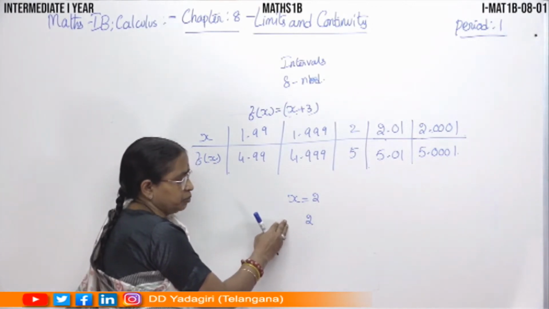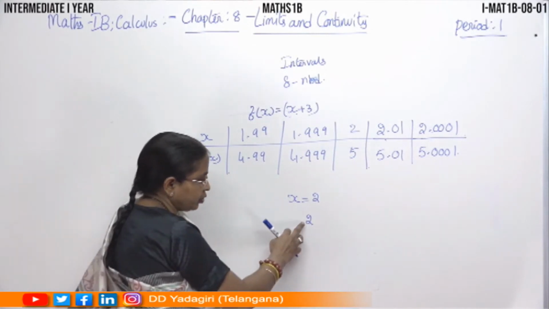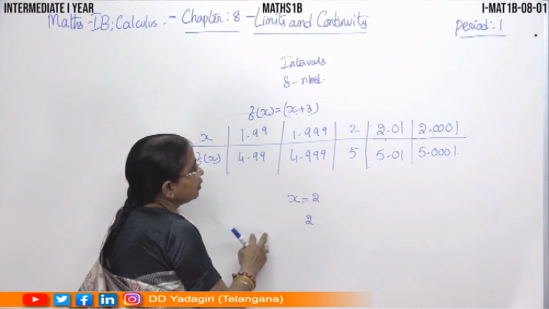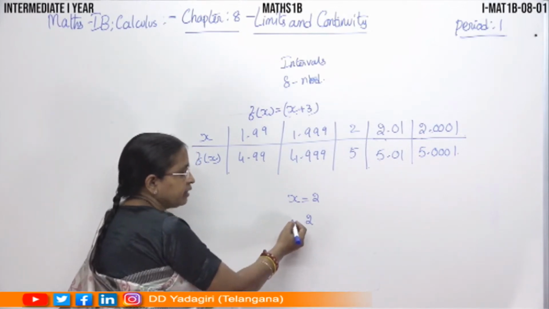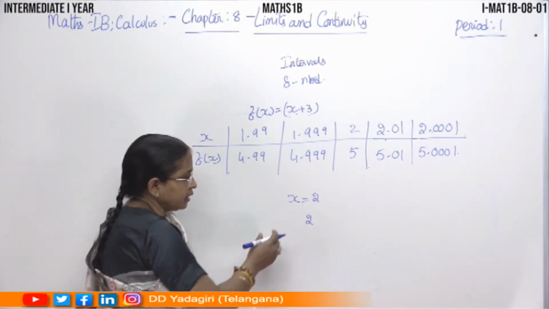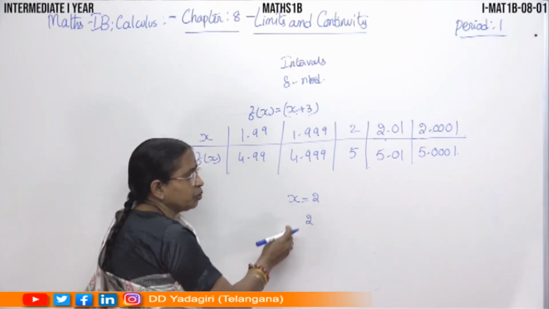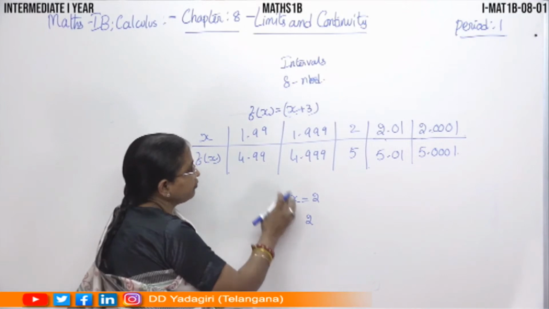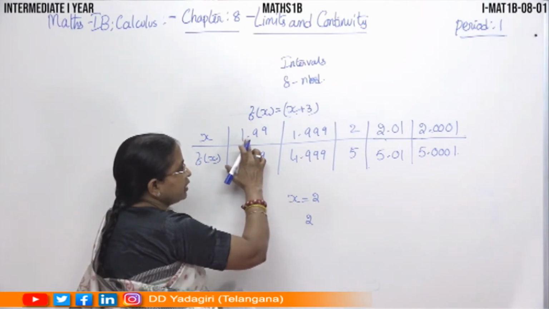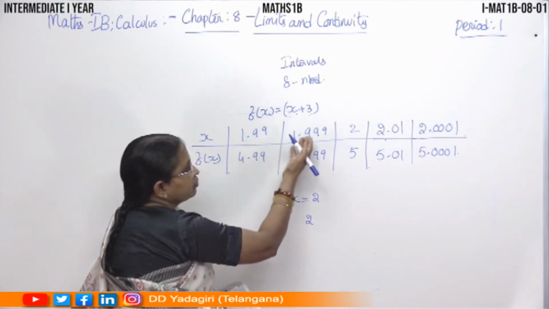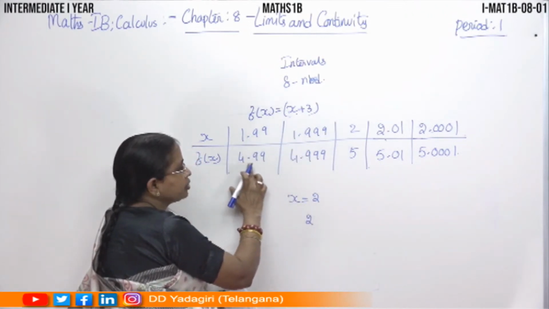but less than 2. The values which are very nearer to 2 and less than 2 are the left side values of 2. We say that x values which are less than 2 and very nearer to 2 are left side values of 2. So when it is 1.99, it is like this. So from the left side values, this function is approaching what number?